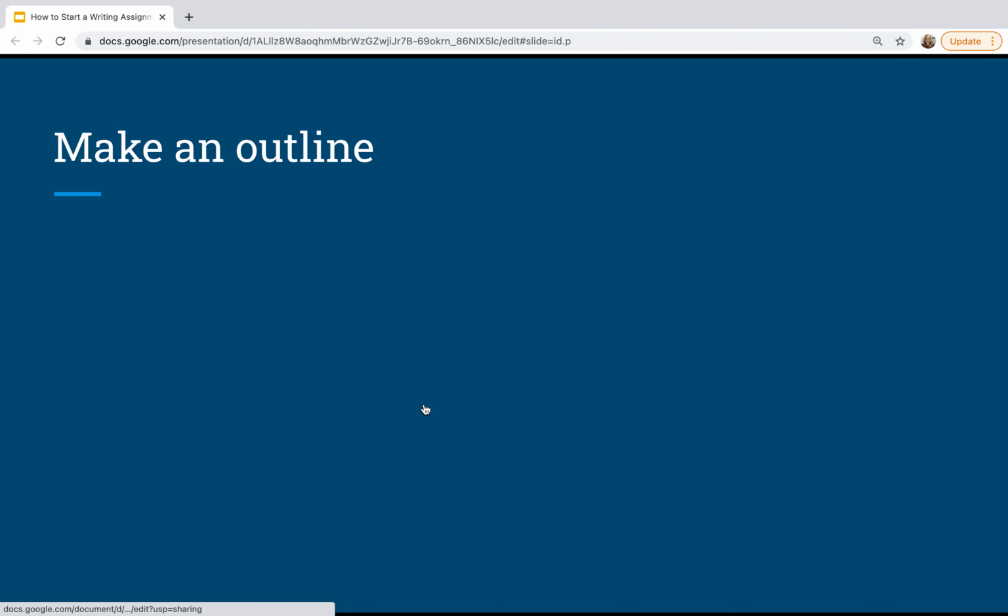Next, you want to make an outline. This helps you organize your information. It really creates the foundation for your paper and makes writing your paper very easy.